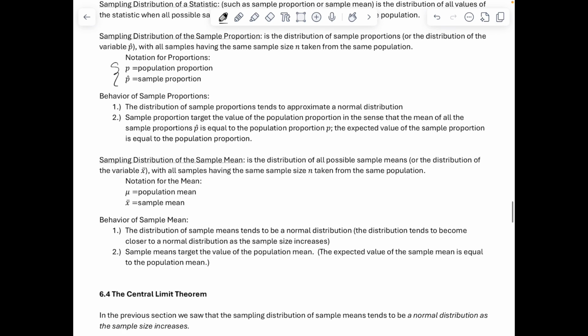Next, below this, we have the sampling distribution for our mean. And this is the distribution of all possible sample means, for the variable x bar, with samples having the same sample size n and taken from the same population. Notation that we are going to be using is mu is equal to our population mean and x bar is our sample mean. Behavior of the sample mean. 1, the distribution of the sample mean tends to be normally distributed. The distribution tends to become closer to normal distribution as the sample size increases, and we'll talk about that a little bit more in the upcoming chapters. And 2, the sample mean targets the value of the population mean.